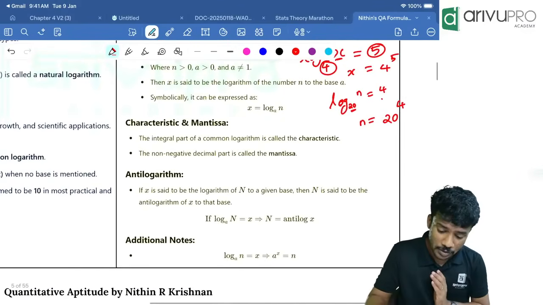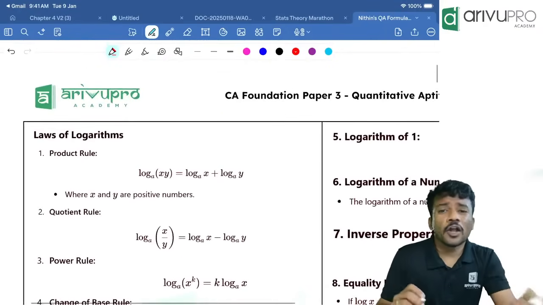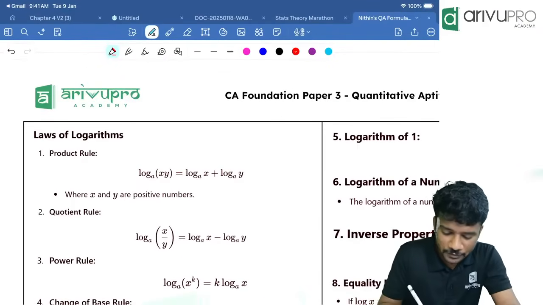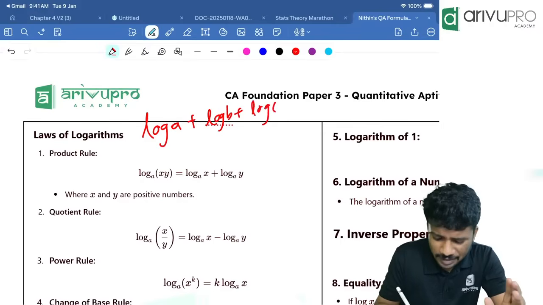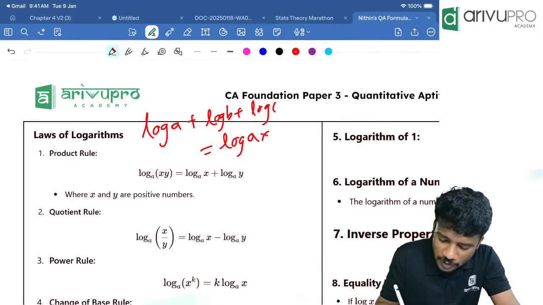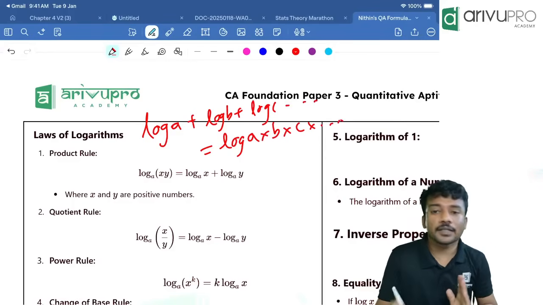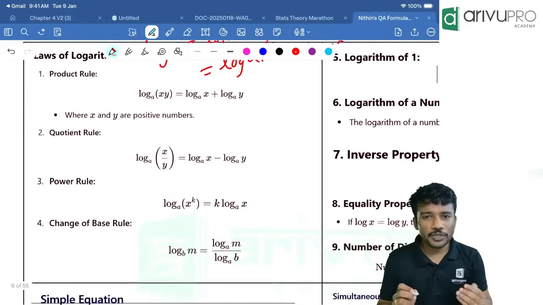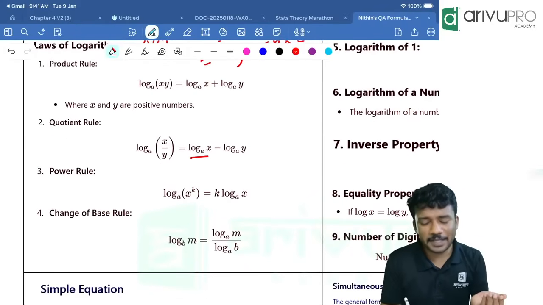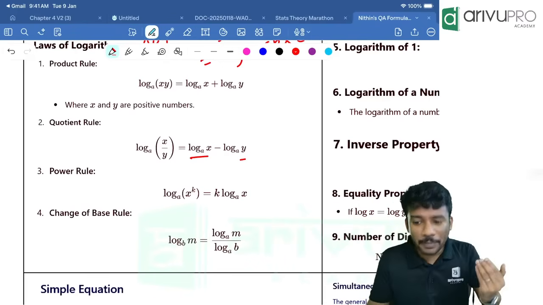Now, next are some of the properties of logarithm. Log of a plus log of b plus log of c plus etc. is how much? Log of a into b into c into etc., based on the number of terms there are. That is the first property, the product rule. Then there is the quotient rule. The quotient rule is nothing but log of x minus log of y, which is log of x divided by y.